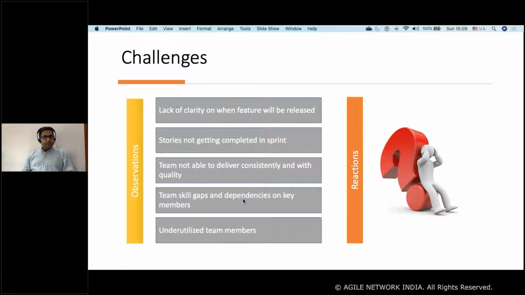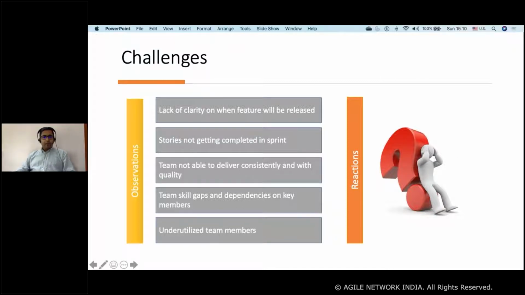Now, a few top challenges which we have faced while working with a major BFSI customer are listed here. As you can see on the left hand side, the first one is with respect to leadership: the business was struggling to get visibility of when the features will be released. This created a lot of panic and confusion in the organization. There was no visibility around when releases were going to happen.